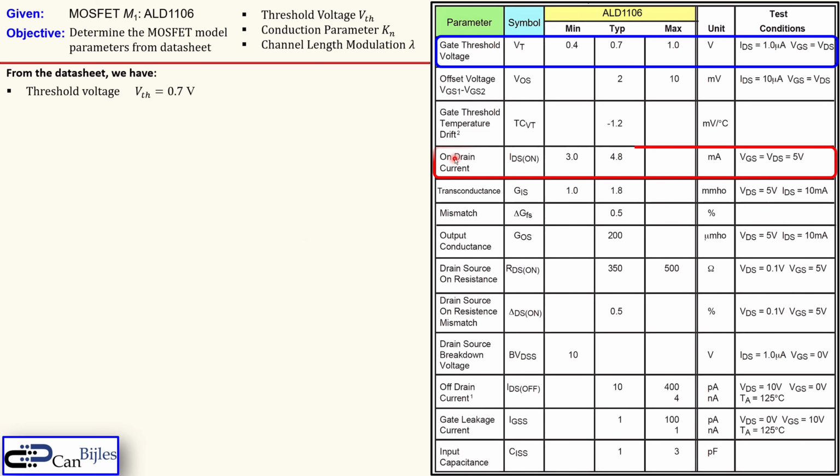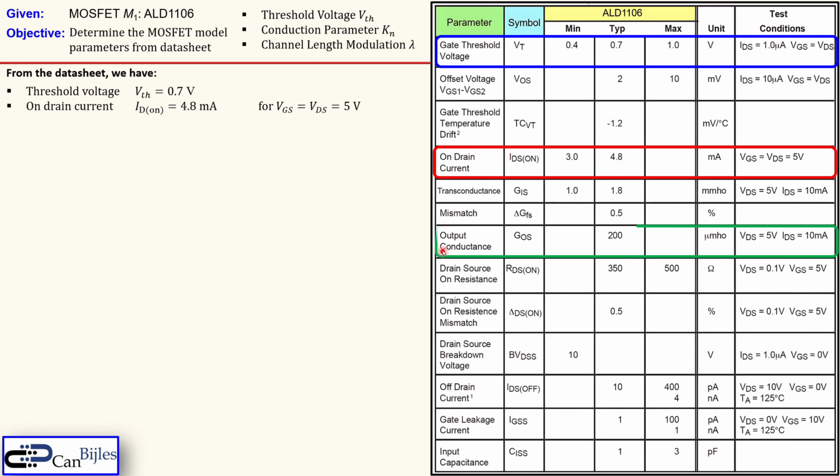The next one is about the on-drain current, which is IDS on here. Again, their own symbol. Typically 4.8 milliamps, minimum 3 milliamps, with a test condition where VGS and VDS are both 5 volts. We will write that down in our own way, using our own symbol. So the on-drain current ID on is 4.8 milliamps, and I take the typical value, not the minimum. And VGS is equal to VDS is 5 volts. This is the information we need in order to continue.